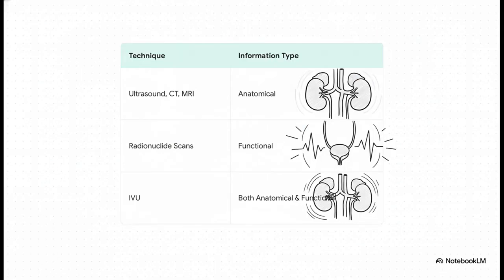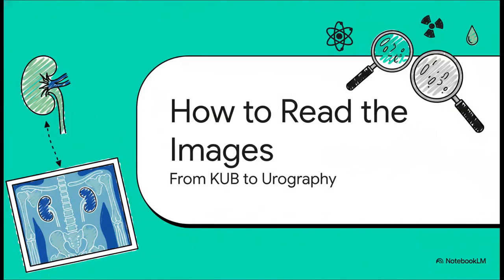And this table here is a great little summary. You see, things like ultrasound and CT are fantastic for looking at the physical structures, the anatomy. Radionuclide scans, on the other hand, are pretty much all about function, how well everything's ticking over. And that old school IVU, well, that one kind of sits in the middle, giving you a little bit of both.